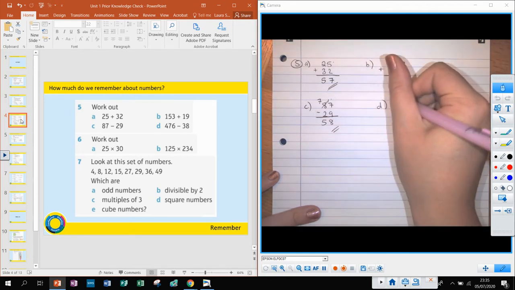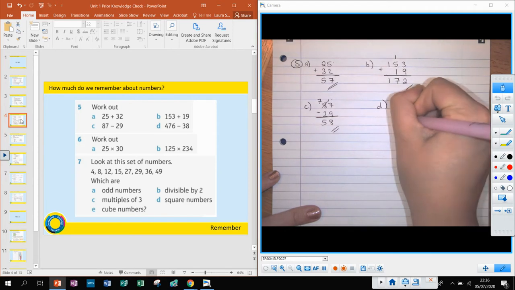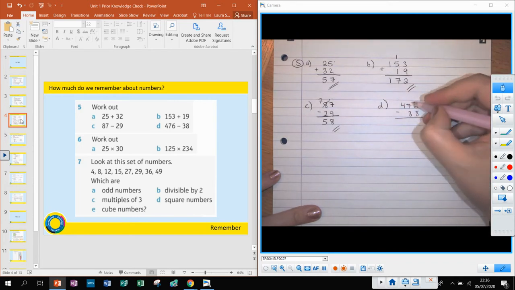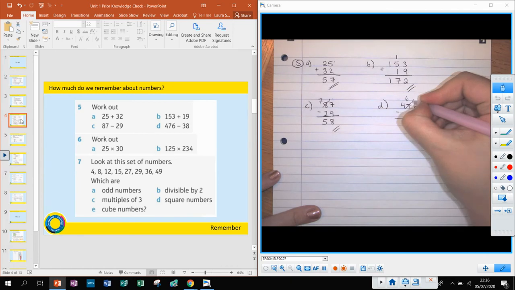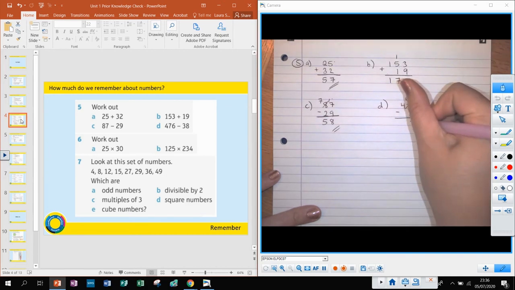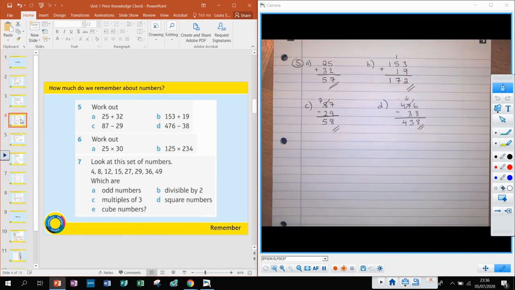Part D, we have 476 minus 38. Okay, so again, 6 minus 8, not really feasible in this context, so we are going to exchange, make that 60, okay, and exchange the tens. We get 16 minus 8, which is 8, 6 minus the 3, which is 3, and then 4 minus 0 is 4. So 438 would be our final answer. Lovely.